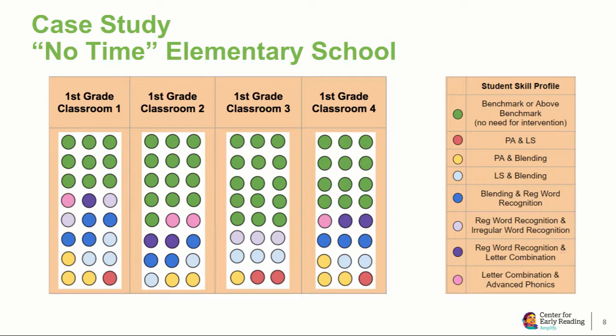Now look at classroom 2. There are 11 students who do need intervention. Out of these 11 students, 2 students need phonological awareness and blending. 2 students need letter sound and blending. 3 students need blending and regular word recognition. 2 students need regular word recognition and letter combination. And 2 students need letter combination and advanced phonics.